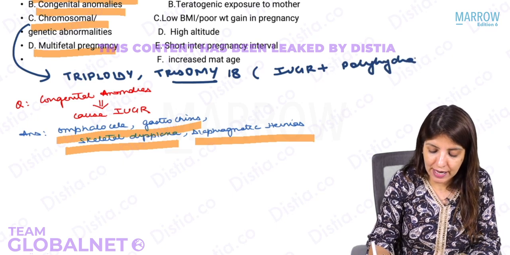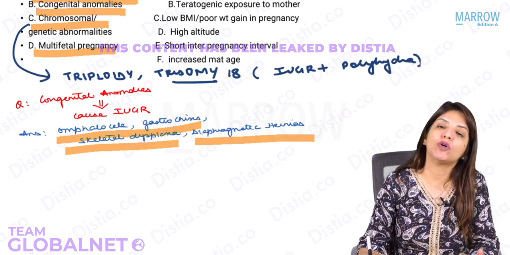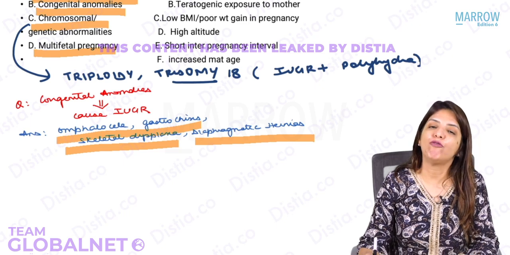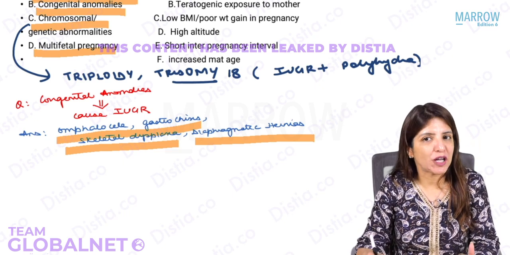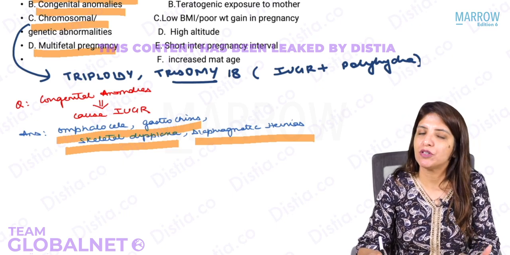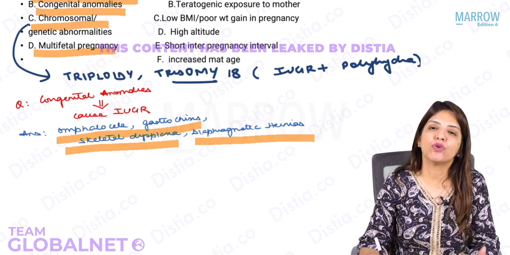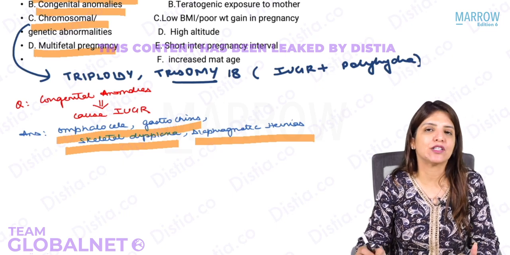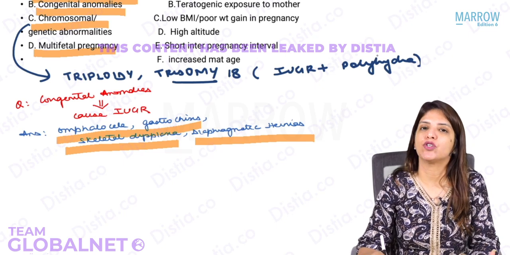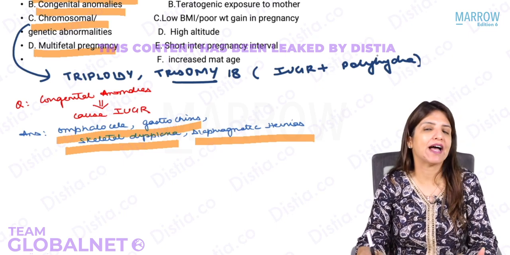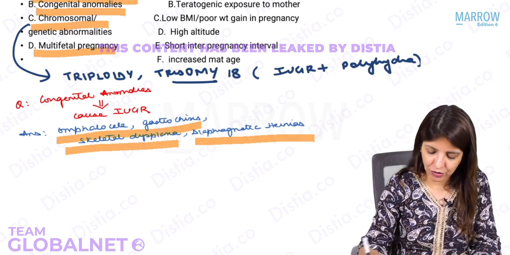See, normally IUGR is associated with oligohydramnios. When a fetus is going to get less blood, it is going to send less blood to the kidneys, and because there will be decreased renal blood flow, urine output in the fetus will decrease, and that leads to oligohydramnios. But trisomy 18 is one condition in which you get polyhydramnios and you get IUGR, right?